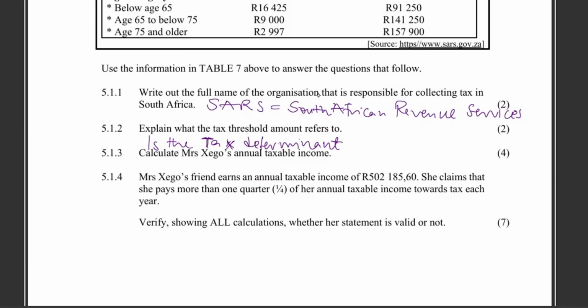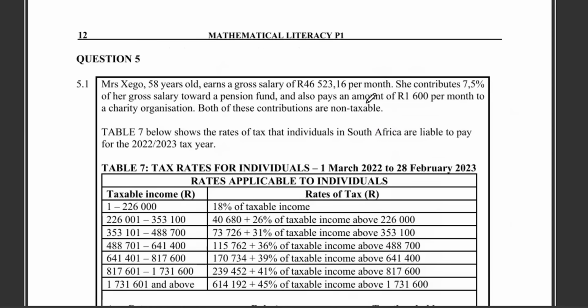So calculate Mrs. X's annual taxable income. Remember, taxable income, we are going to say gross minus pension. Now this one pays a donation. So we shall also subtract the donation. They're saying annual taxable income. So let's deal with that. Allow me to do it here. So meaning we're going to get, this is per month, very good. So first and foremost, look for pension.